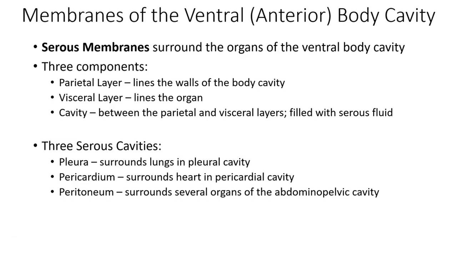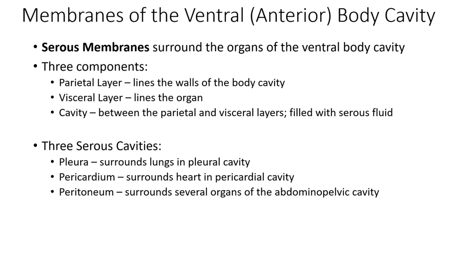So the serous membrane has three components to it. They have two layers, the parietal and visceral layers. The parietal layer is going to be what lines the walls of the body cavity itself, so more external. And then the visceral layer is going to be directly on the surface of whatever organ it's surrounding. And then the cavity is a space in between the parietal and visceral layers filled with serous fluid. This is just extra fluid that's mostly there for cushioning.